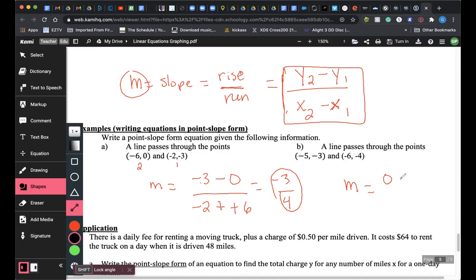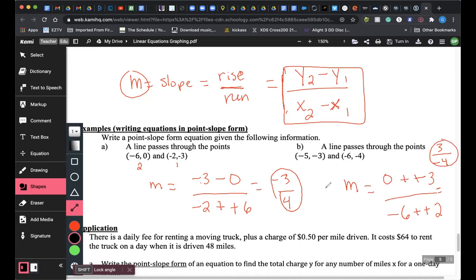It's going to be 0 minus a -3 over -6 minus a -2. All right, 0 plus 3 is going to give me 3. -6 plus 2 is still going to give me a -4. At the end of the day, I still end up with -3 over 4, because that negative is going to apply to the whole fraction, not a part of the fraction. It's the same thing. So order does not matter.